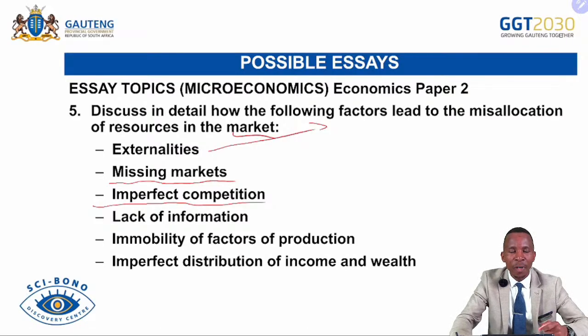And then you go further to merit goods. You discuss merit goods, and then you give examples. You give their effects. And then go further to demerit goods. You discuss demerit goods, give their effects, and give some examples.